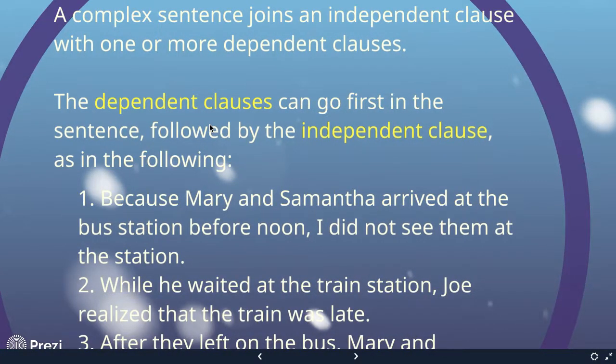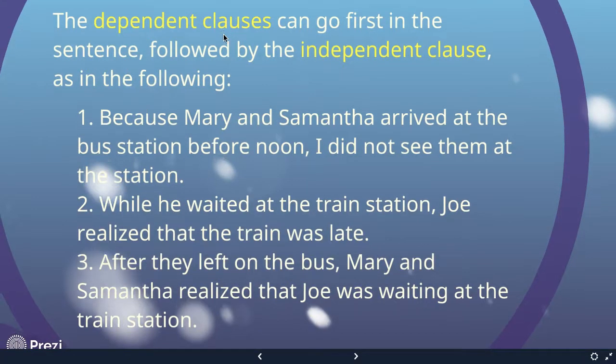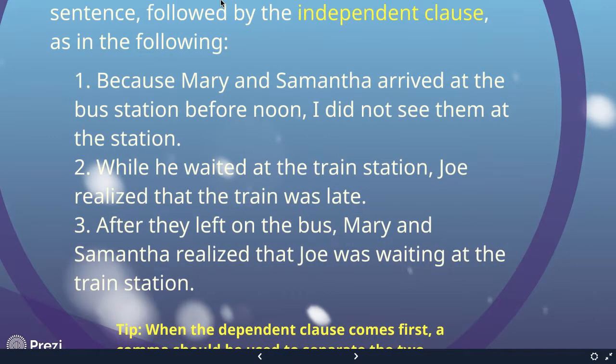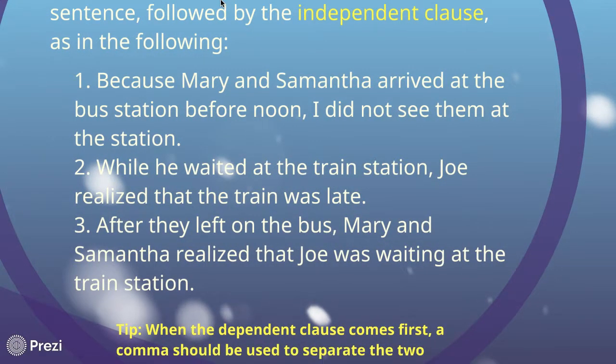Complex sentence joins an independent clause with one or more dependent clauses. The dependent clause can go first in the sentence, followed by the independent clause, such as going to be these examples here, or it can be in reverse, and we'll give you some more examples of that. So these would be examples of complex sentences where the first part is the dependent clause. How do you know you're looking at a dependent clause? You see the word because, you see the word while, you see the word after. That gives you a pretty good guess that you could be looking at a dependent clause.